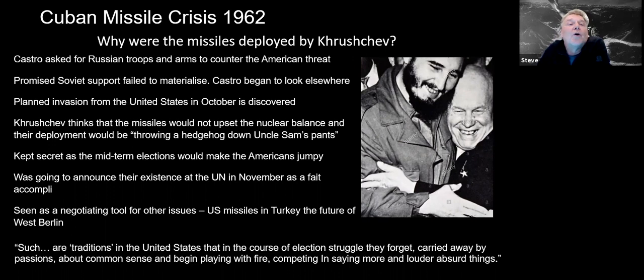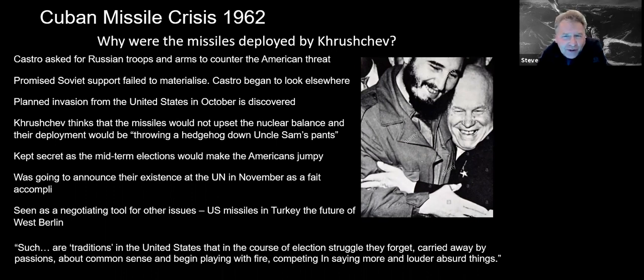Khrushchev thought the missiles would not upset the nuclear balance, because there were many missiles in Italy and Turkey aimed straight at the Soviet Union, and the Soviet Union didn't have any comparable missiles. And the other thing Khrushchev was thinking is that they couldn't keep up with the Americans on building missiles, and that he wanted a cheaper option, as it were.